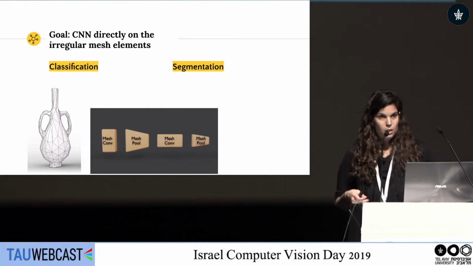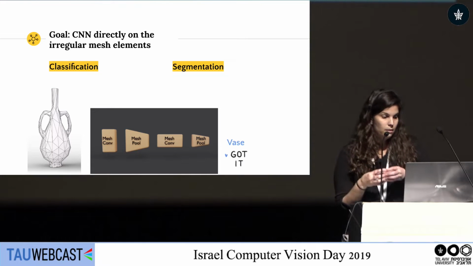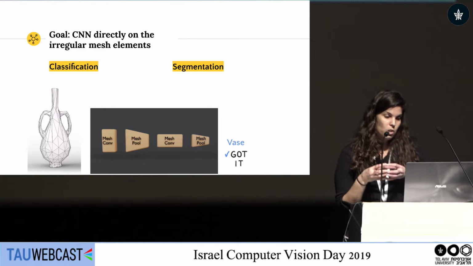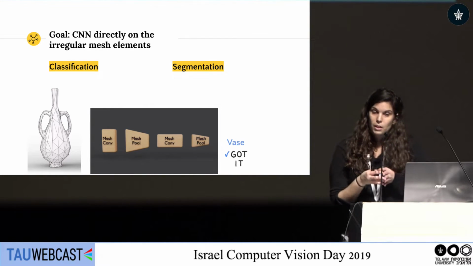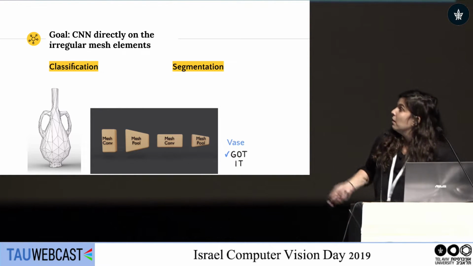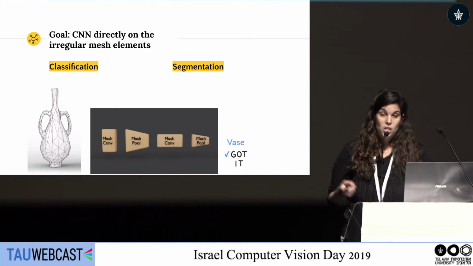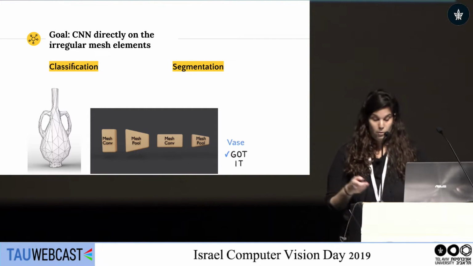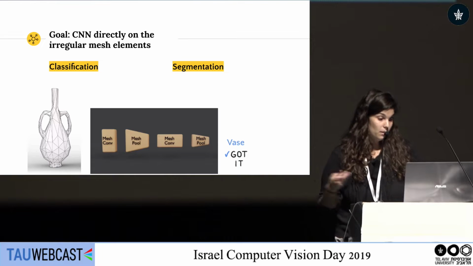So in this work, we wanted to develop these basic CNN operators, which are convolution and pooling layers, which we showed in this paper for tasks like classification and segmentation. And in this talk, I'll show you a couple of follow-ups that are unpublished.